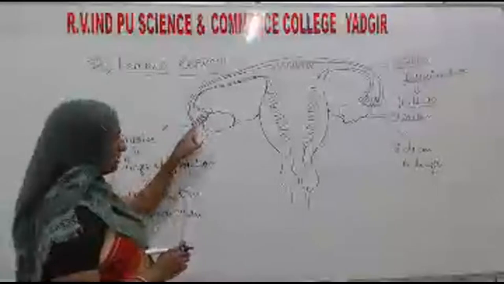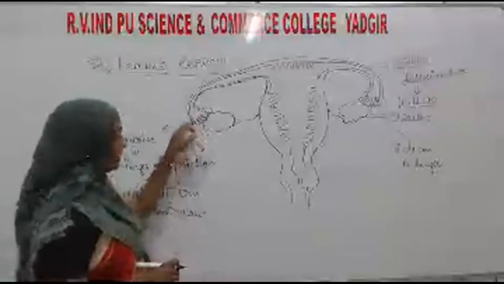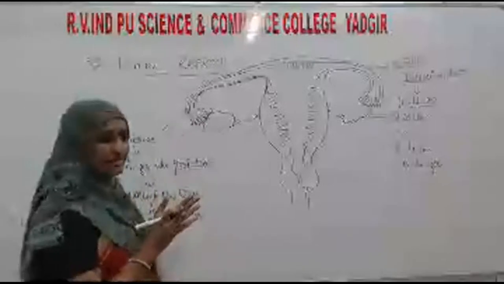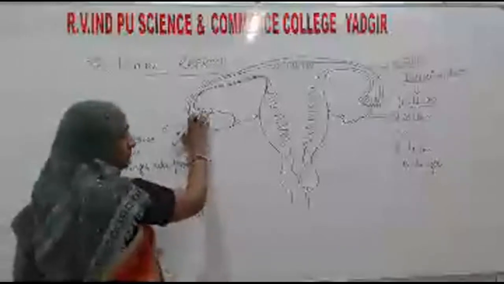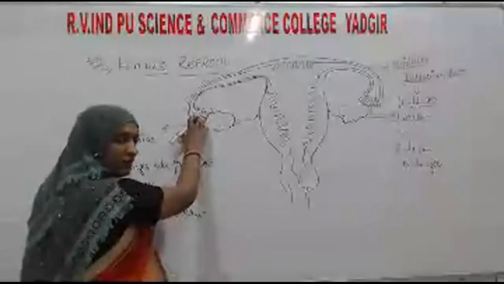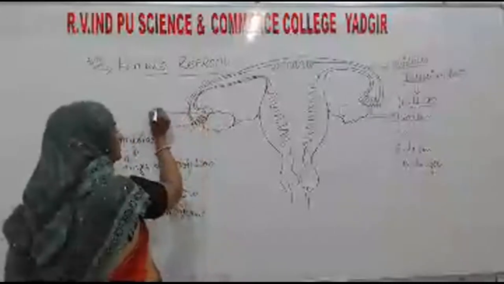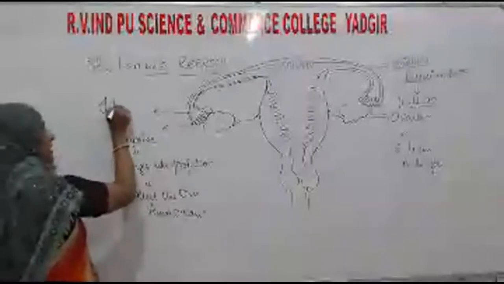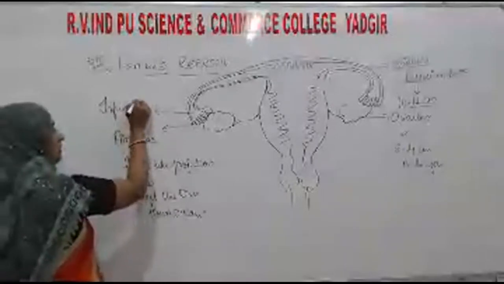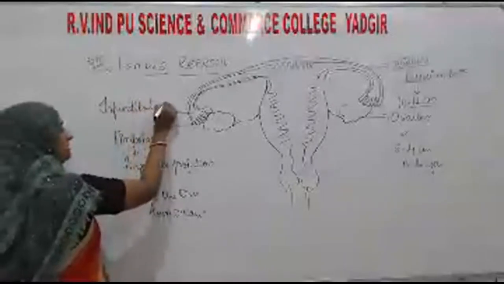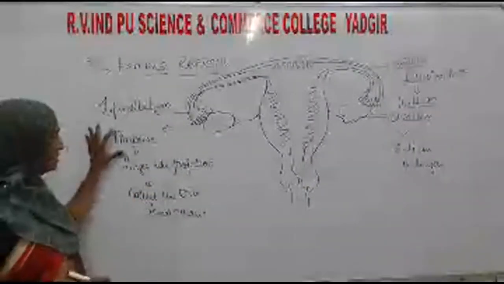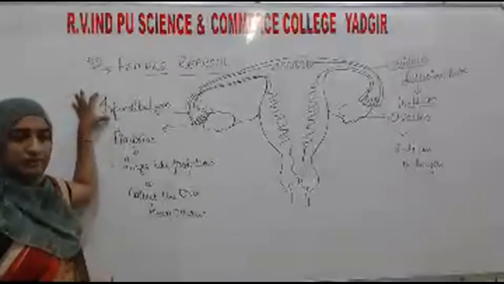Just after the finger-like projection, there is some funnel-shaped structure. Here it is. This is the funnel-shaped structure in the oviduct, and this funnel-shaped part is known as the infundibulum. What is it known as? It is known as the infundibulum, which is located just above the fimbria.